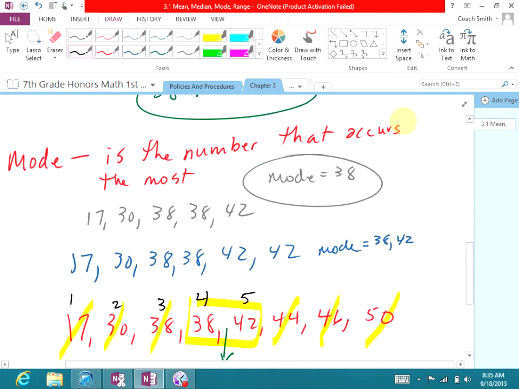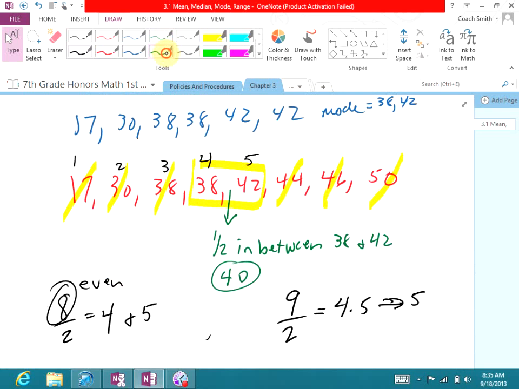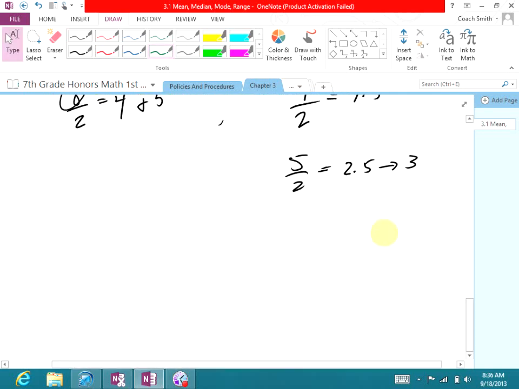The 8 over 2. The reason I said 8 over 2 is because I had 1, 2, 3, 4, 5, 6, 7, 8 numbers. So I had 8 numbers, so that's why I put 8 over 2. It's always over 2. You just simply take the number of numbers that you have and cut it in half. The way we do that is we divide by 2. Anytime you're trying to find halfway in between something, you just divide it by 2, and that cuts it in half.